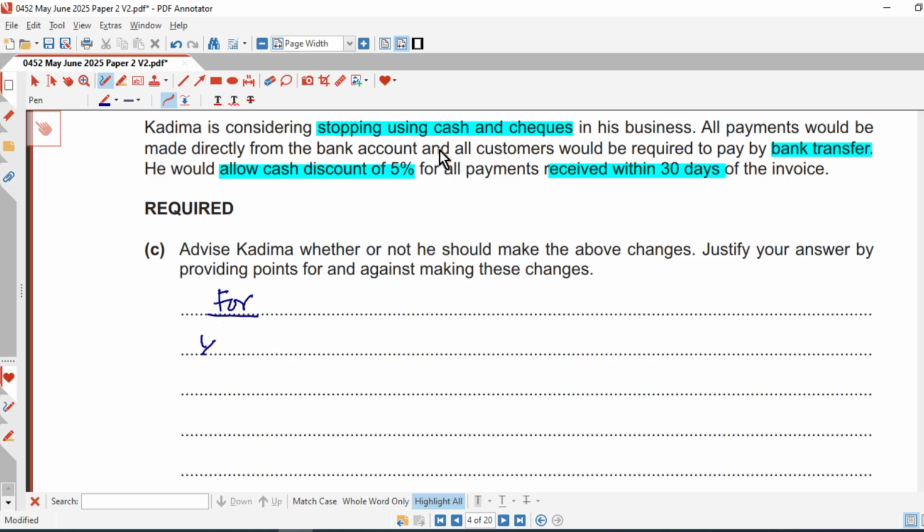So for, right, stopping cash and checks. So number one, we can reduce the risk of fraud, right? Reduce the risk of fraud, or some of you might call this misappropriation of cash. So that's one of your first points, right? Now, what else can you think of when you stop using cash or checks?